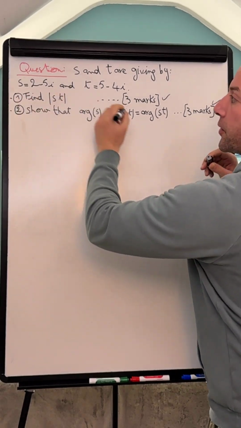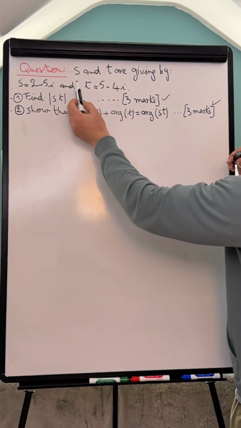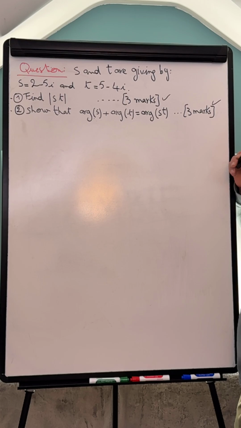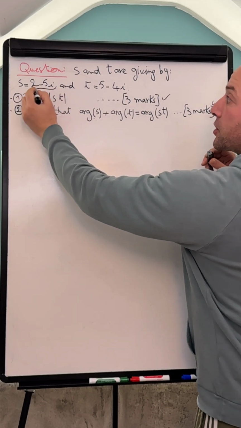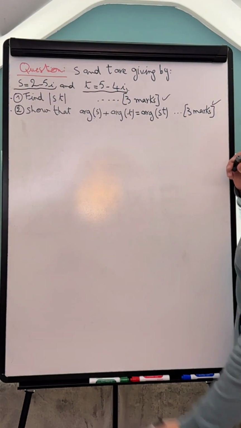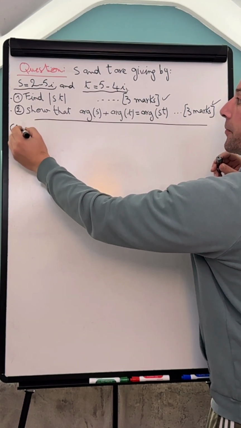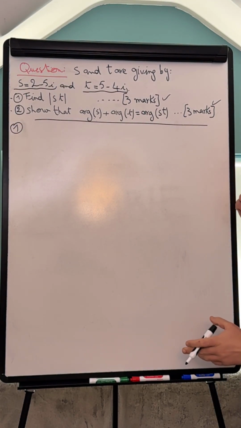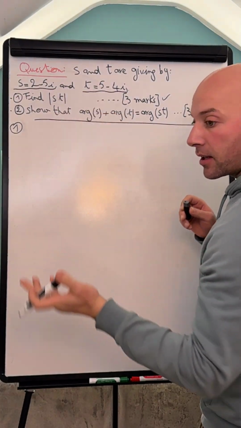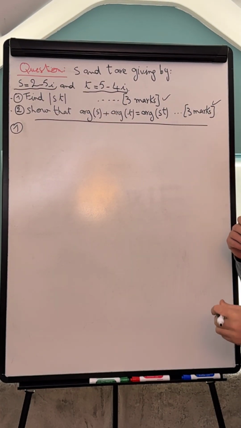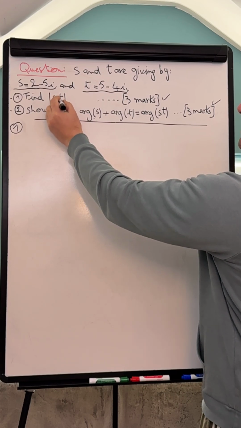All right, for the first question, we've got S and T. They are complex numbers, and we've got the definition of S and the definition of T. For the first question, we've been asked to find the modulus, which, as we said, is the length. In the previous video, we explained what modulus means, and the modulus of ST.